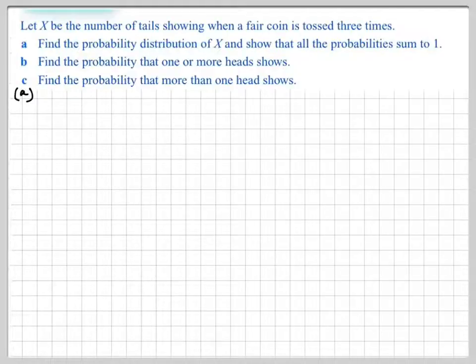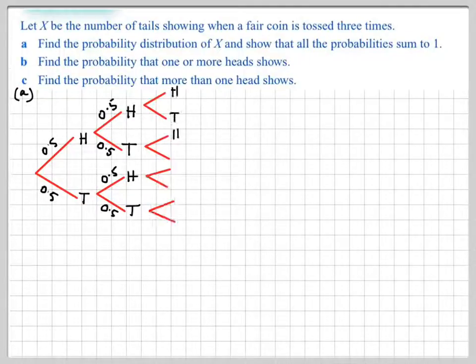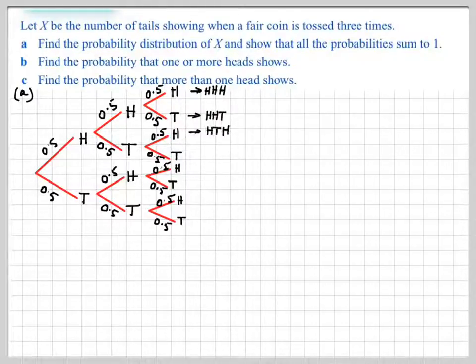Yeah, no problem. Let's do a tree diagram. There's the first coin, there's the second coin, there's the third coin. Good. Now let's just analyse what we've got here. Okay, head, head, head, head, head, tail, head, tail, head, head, tail, tail, tail, head, head, tail, head, tail, tail, tail, head, tail, tail, tail.